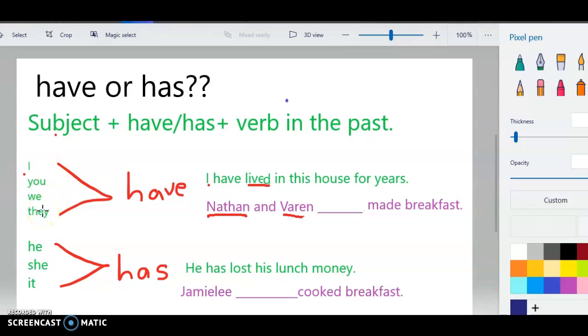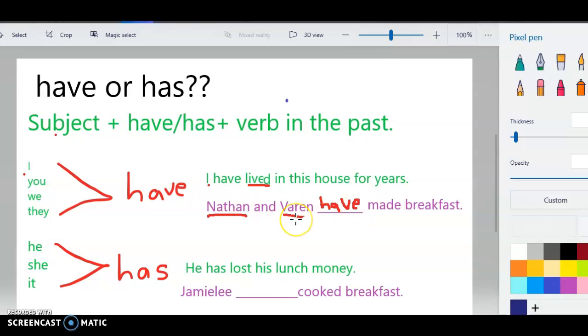Now, let's look at some examples of when we're using proper nouns. So a proper noun is a specific person, place, animal, thing, or idea. And we have two proper nouns here, which are two of our classmates. We have Nathan and Varen, and we want to say that they've made breakfast. So we will say Nathan and Varen have made breakfast. We will use have. Why will we use have?